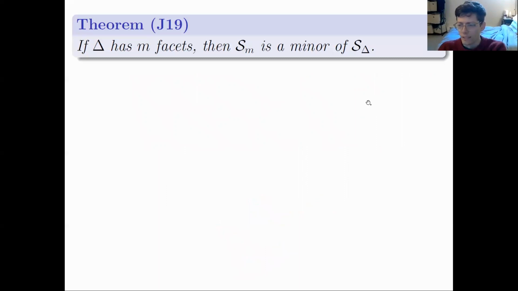This is, again, an analogy to graphs, where being planar is closed under taking minors. So here being convex is closed under taking minors. And let me explain, in just the final couple minutes of my talk, what these SM and S delta codes have to do with each other in this context. So I said S delta can be used to build a realization of SM if delta has M facets. What I really meant there is that I can find a derived realization, or in other words, SM is a minor of S delta.